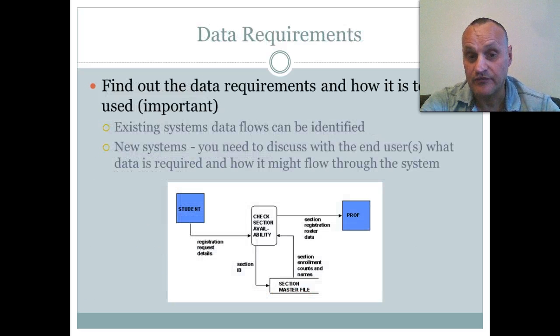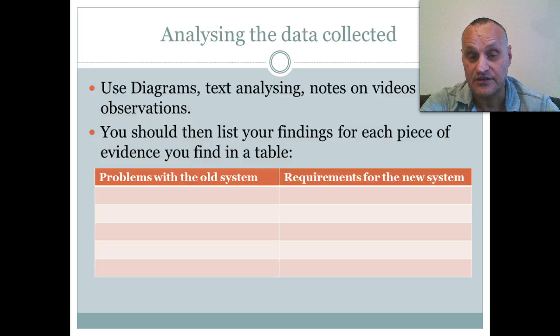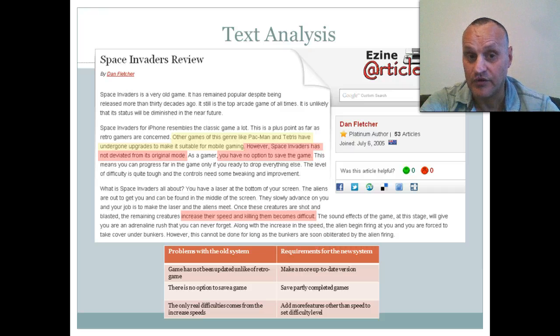So the rest of the PowerPoint really goes into how to construct an investigation and how to analyze it. I'll go through that more in the lesson, and it also looks at textual analysis. Notice here on the textual analysis that for any problems you can go to a review, copy that review into a Word document, and then any problems that are highlighted in the review you can highlight in red, and any requirements for a new system you can highlight in yellow, and then you can list them in a table below.